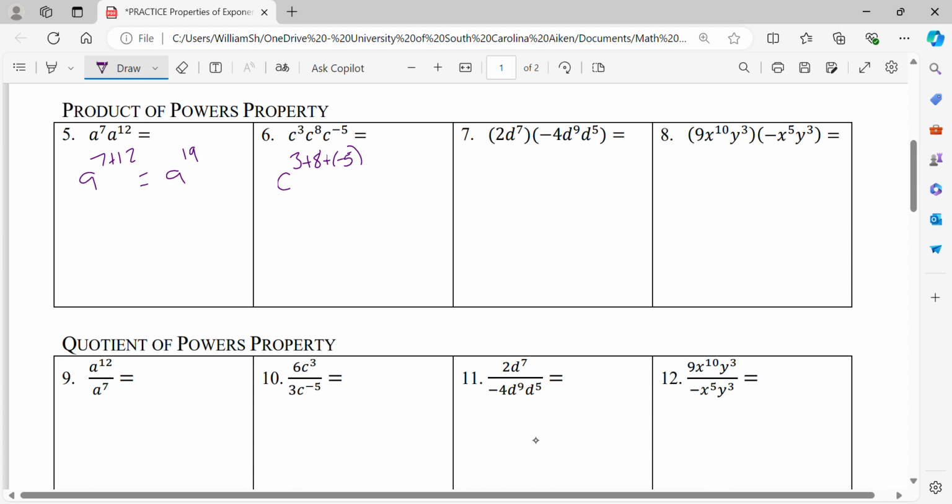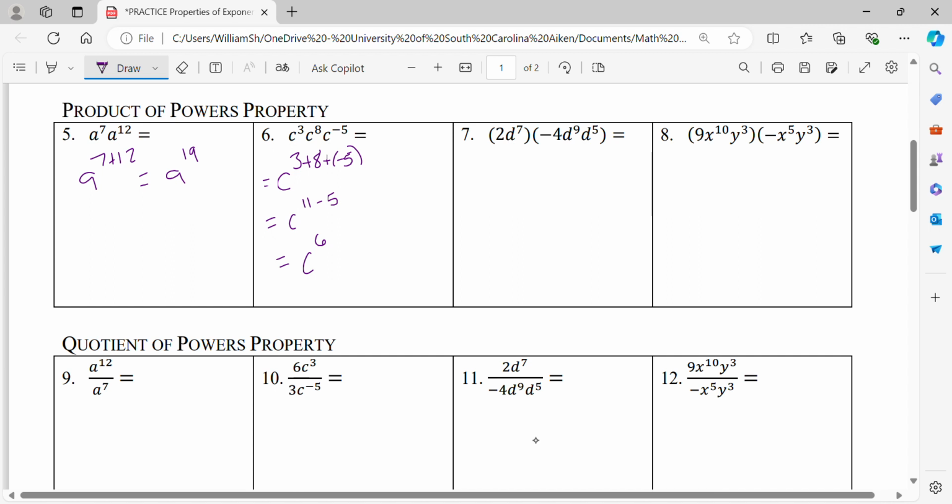Okay, 3 plus 8 should give us 11. If I'm doing too many steps for you, I guess I'll slow down. But 3 plus 8 is 11. And then we're essentially just subtracting 5 next. Should render us 11 minus 5 is 6. And we're done.